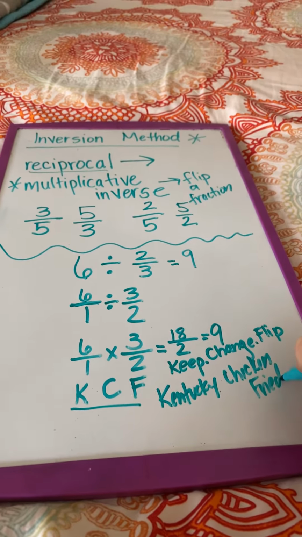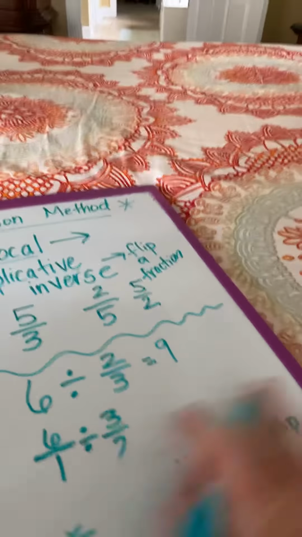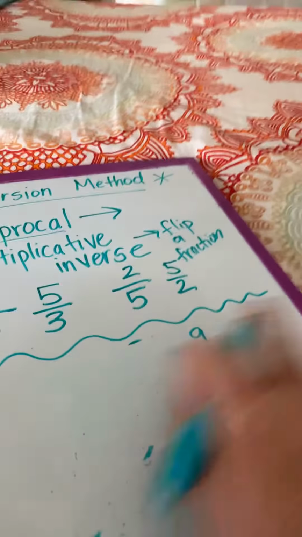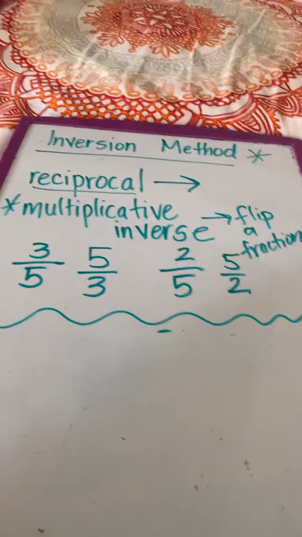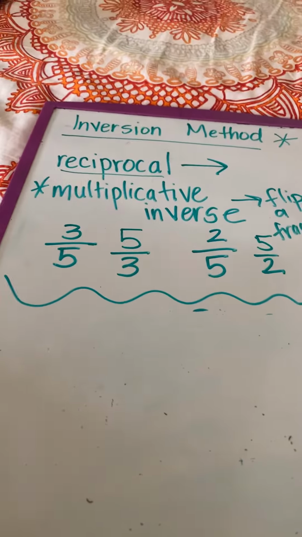All right, so let's do another one. Let's do one more. On today's math lesson, there are 12 of these. They're only worth 5 points. And then a little bit of a review.